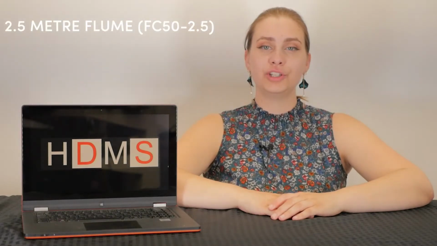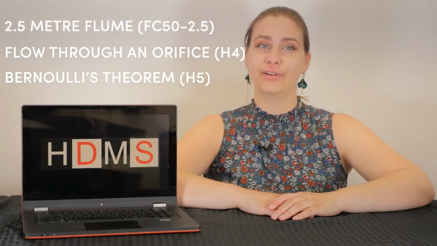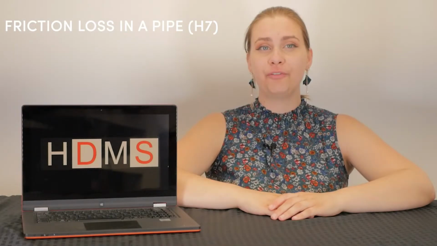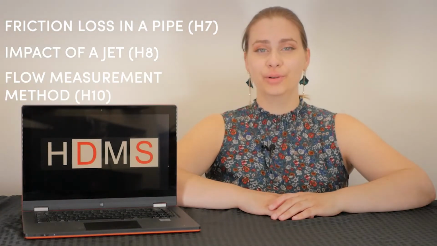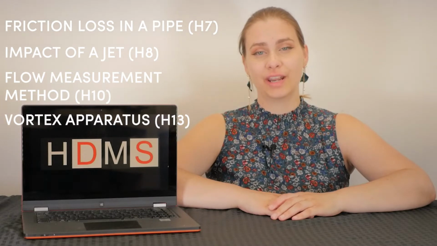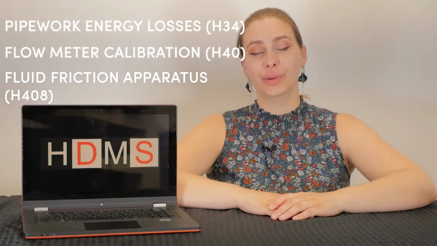experiments: 2.5 meter flume, flow through an orifice, Bernoulli's theorem, discharge over a notch, friction loss in a pipe, impact of jet, flow measurement method, vortex apparatus, Francis turbine, Pelton turbine, jet trajectory and orifice flow, pipework energy losses, flow meter calibration, fluid friction apparatus.